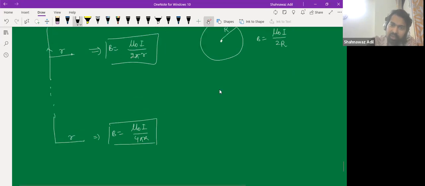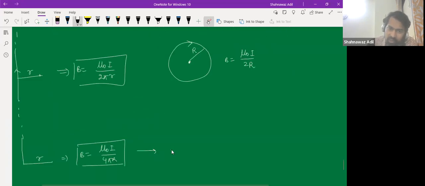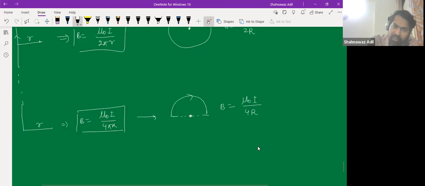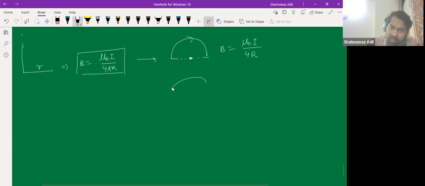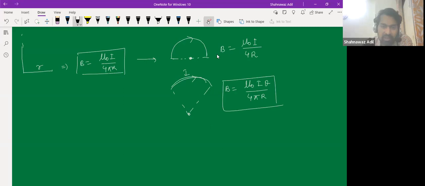And for a semicircular wire, the magnetic field at the center was how much? This was mu naught I by 4r. And lastly, we saw that at a certain angle, at a certain arc length, the magnetic field was mu naught I theta by 4 pi r. So these were the magnetic fields, right?